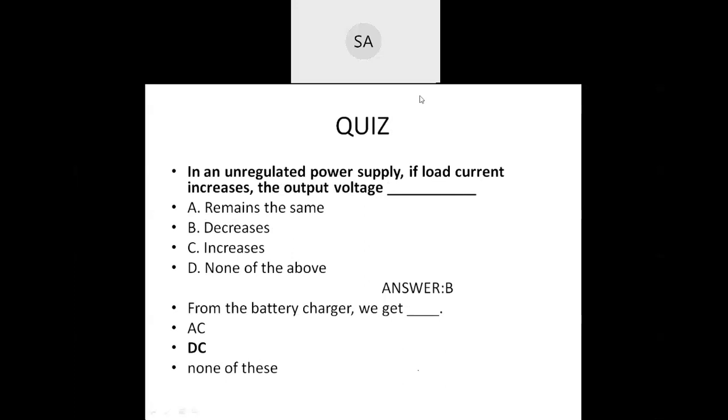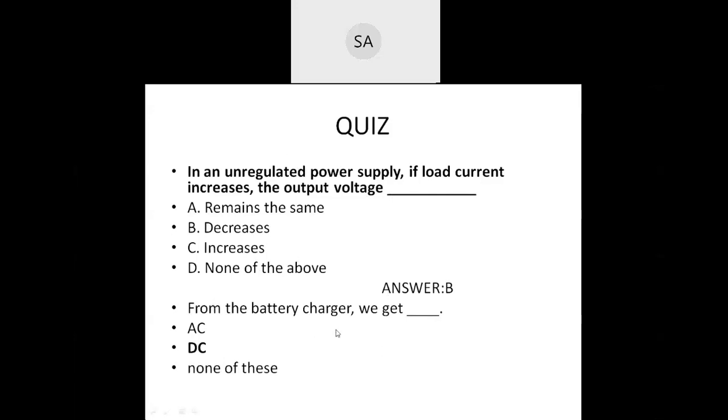So let us discuss some simple questions on regulated power supplies. In an unregulated power supply, if the load current increases, the output voltage: remains the same, decreases, increases, or none of the above? If it is a regulated power supply, it will remain the same. But it is an unregulated power supply. So if the load current increases, then the output voltage decreases. So the option is B.